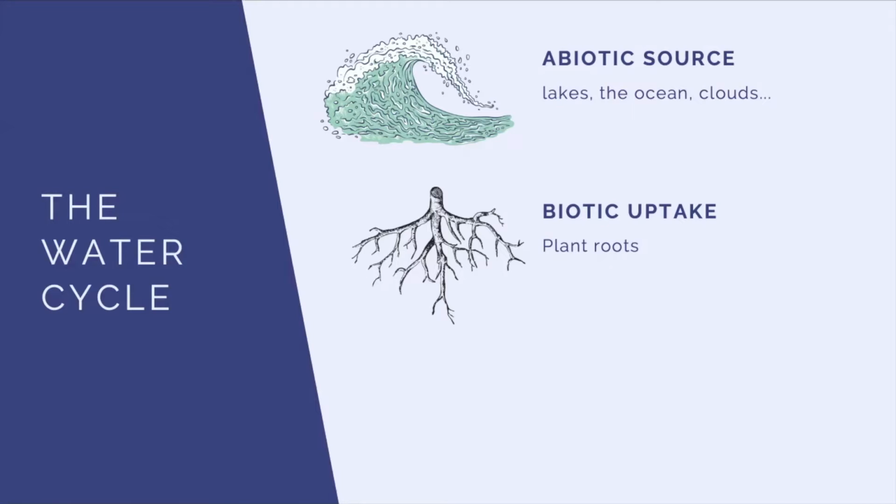Biotic is the opposite of abiotic. It means living. The terrestrial biotic or living uptake of water occurs through plant roots. So summing that up, we can say that abiotic, for further reference, means a non-living source, and the biotic uptake is the living thing that takes in the specific matter we're talking about.